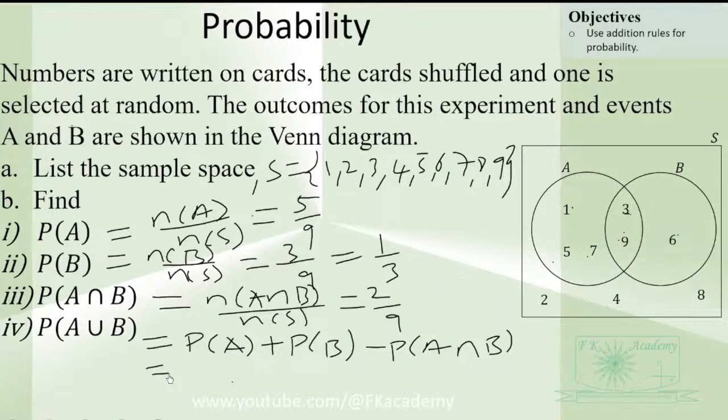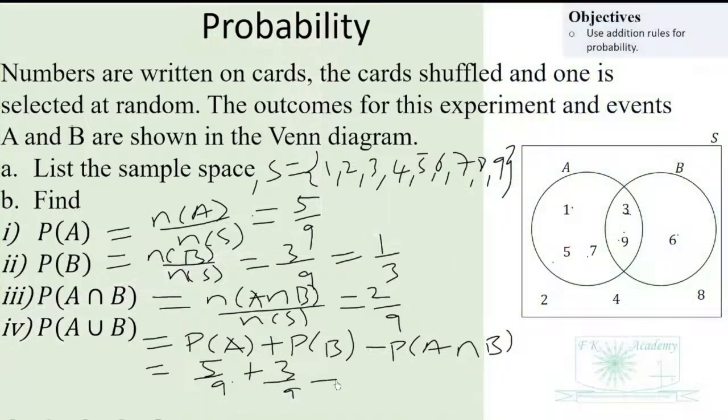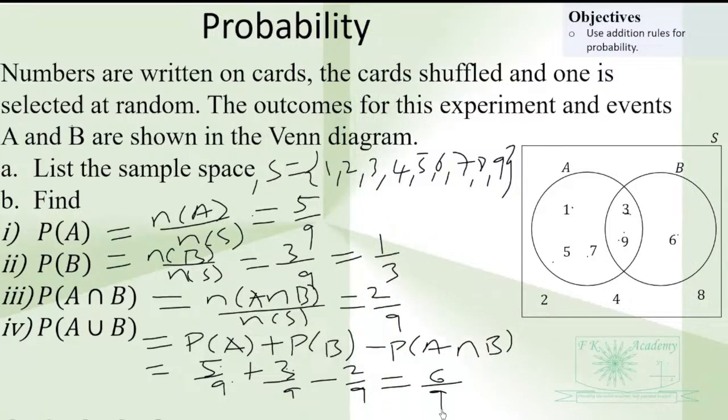So that will give us probability of A is 5 over 9. Probability of B is 3 over 9 minus probability of A and B, 2 over 9. And that will give us 5 plus 3 is 8, 8 minus 2 is 6. So 6 over 9, which will simplify to 2 over 3.